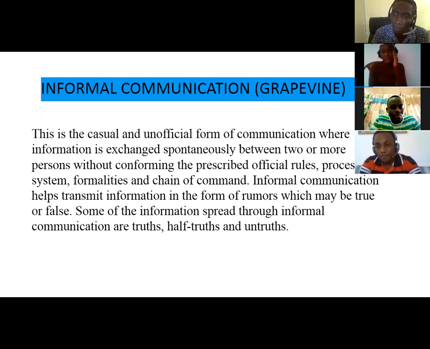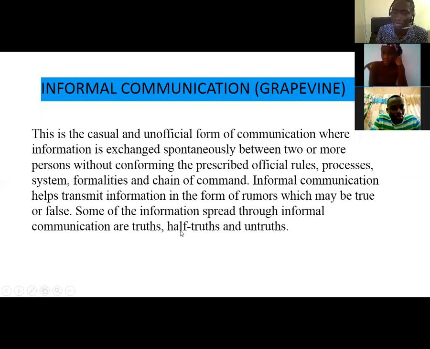Rumors are not always false. Sometimes some rumors are true. They say there's no smoke without fire. So at times the information spread through the grapevine, information without a source, where you don't know who is spreading it, may take the form of truths. Some of the rumors are true. Some are half true. Not everything is true.